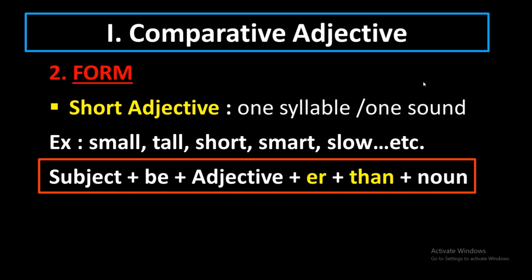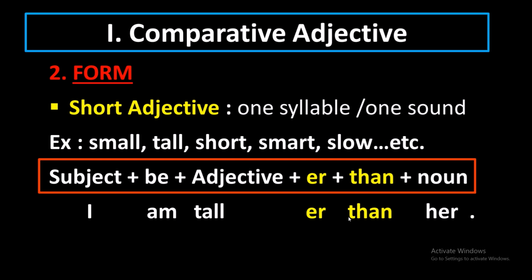And we have the form for the short adjective, which is here. We have a subject, which is I, you, we, they, he, she, it, then the verb to be like is, am, are, and the adjective, which is the short adjective, plus er, plus than, plus noun. I will give you an example here. Subject I, so I will go with am, which is the verb to be. I am tall, short adjective, taller than her. I am taller than her.